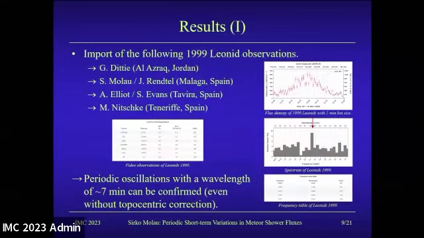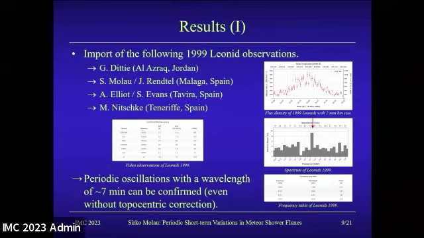All right, now let's come to the results. As I said, the first thing I checked was our old 1999 Leonid observations. By that time, we had observations from four different sites: one in Jordan, two cameras in Spain, another two cameras from English observers in Spain, and one camera on Tenerife. Again, this is the flux profile that we get with Meteor Flux, and this is what we get from the frequency analysis.